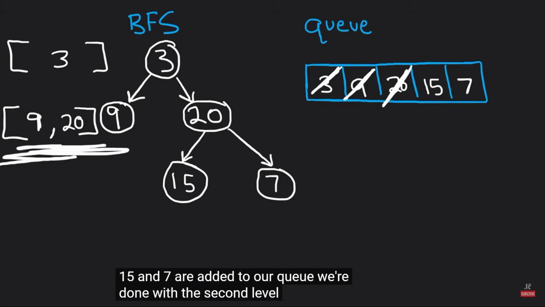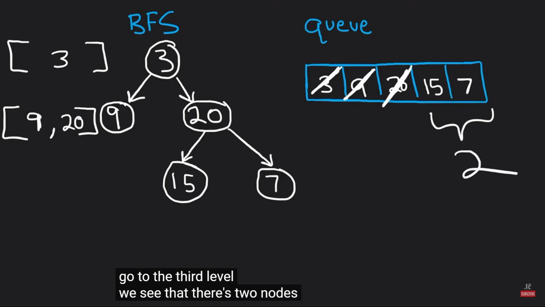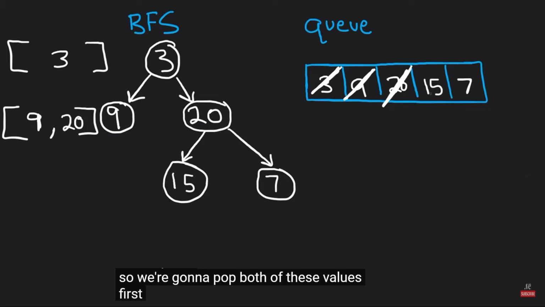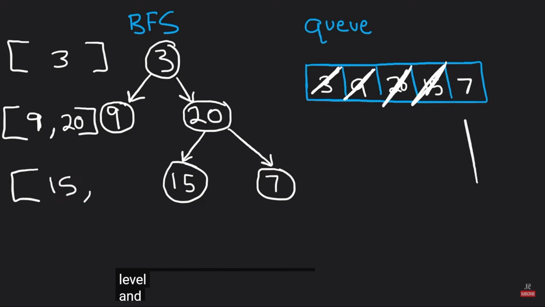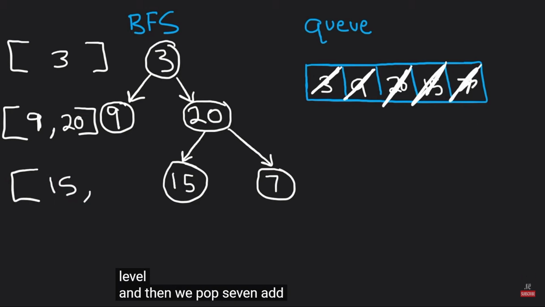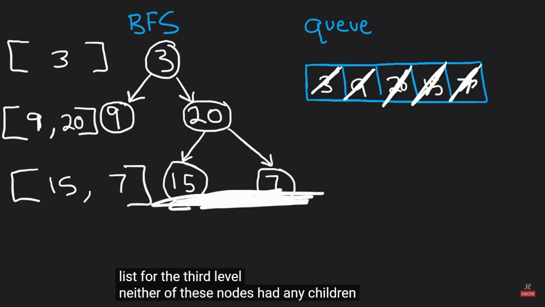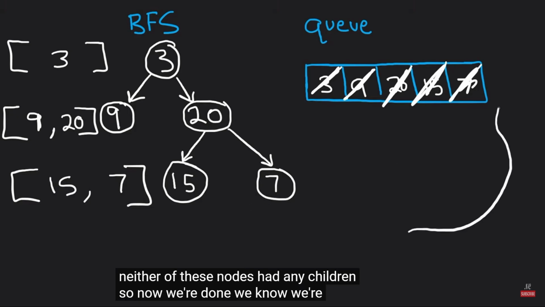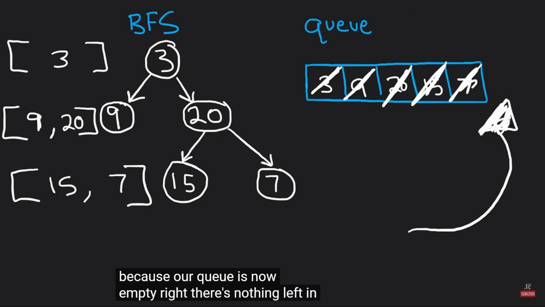We're done with the second level. Now time to go to the third level. We see that there's 2 nodes, 2 values in our queue. So we're going to pop both of these values. First we pop 15, add it to the sublist for the third level, and then we pop 7, add it to the sublist for the third level. Neither of these nodes had any children, so now we're done. We know we're done because our queue is now empty, right? There's nothing left in our queue.